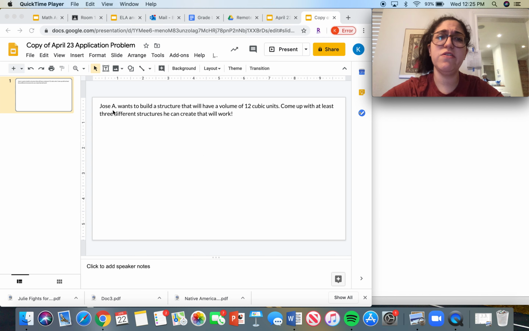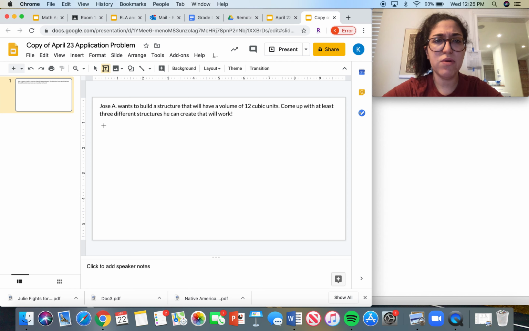So the question reads, Jose wants to build a structure that will have a volume of 12 cubic units. Come up with at least 3 different structures he can create that will work. So when I'm reading this, I'm thinking, okay, what are some of the things I need to know? Well, it says that he needs to create a structure with a volume of 12 cubic units.